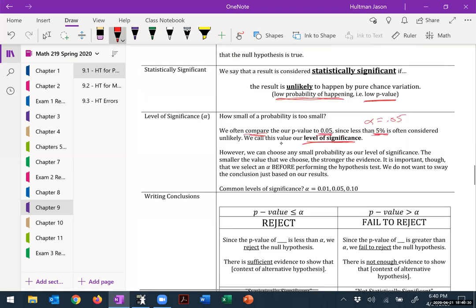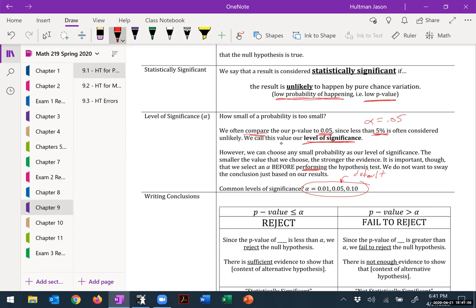However, we can choose any small probability as our level of significance. The smaller the value we choose, the stronger the evidence. It is important, though, that we select an alpha before performing the hypothesis test. We do not want to sway the conclusion based on our results. Common levels of significance are 1%, 5%, and 10%. If a question doesn't tell you what to use, this is our default.